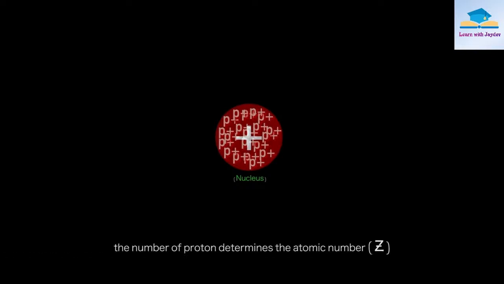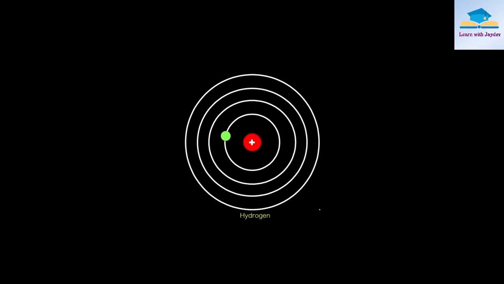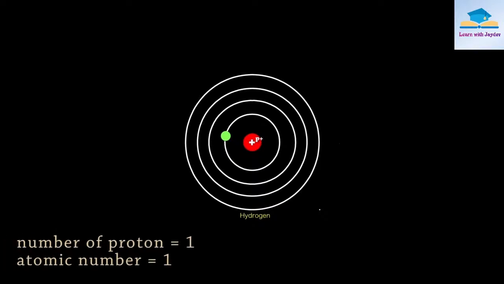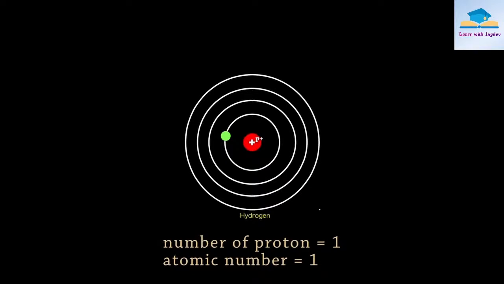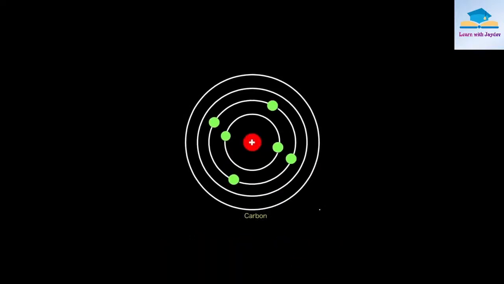Now, how many protons are present in the nucleus of an atom determines its atomic number, and is represented by Z. This number decides the type of the element as well. For hydrogen, Z is equal to 1, that is, 1 proton is present in the nucleus of the hydrogen atom. For carbon, Z is equal to 6. Therefore, 6 protons are present in the nucleus of the carbon atom.